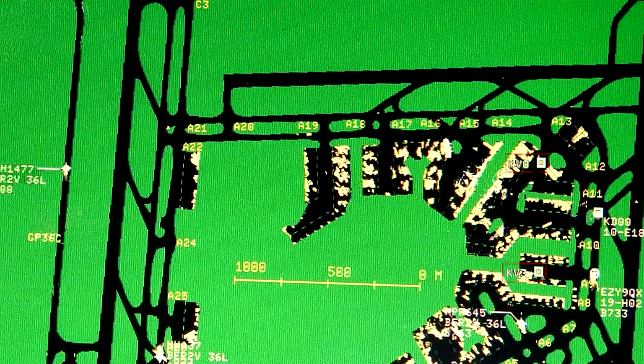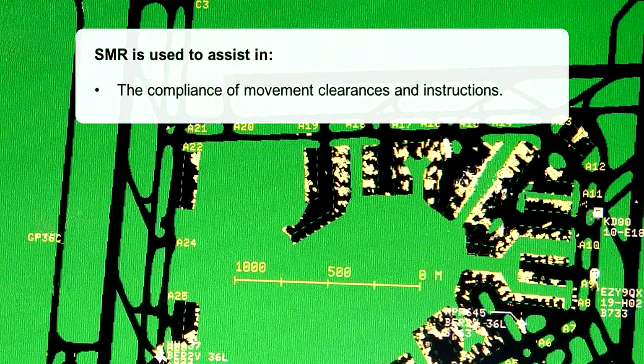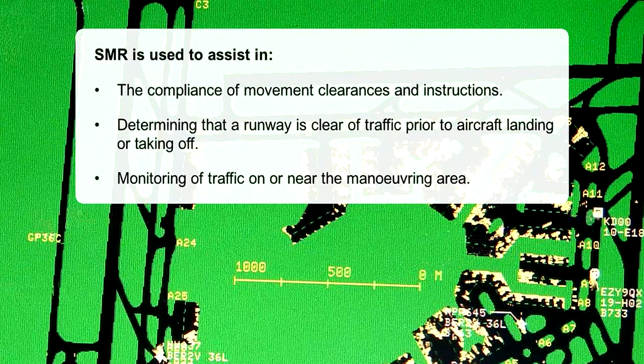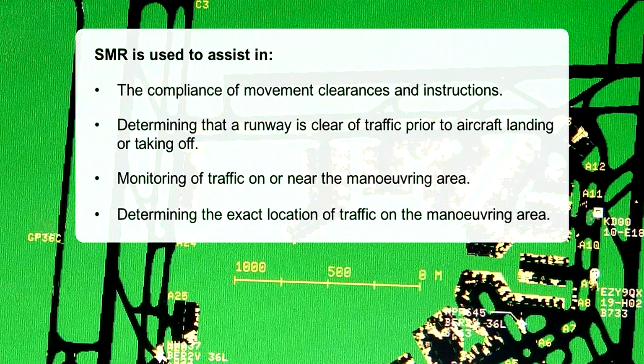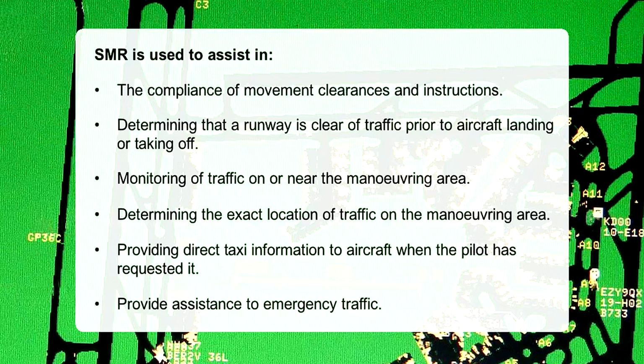It augments visual observations. SMR is used to assist in the compliance of movement clearances and instructions. Determining that a runway is clear of traffic prior to aircraft landing or taking off. Monitoring of traffic on or near the maneuvering area. Determining the exact location of traffic on the maneuvering area. Providing direct taxi information to aircraft when the pilot has requested it. Providing assistance to emergency traffic.